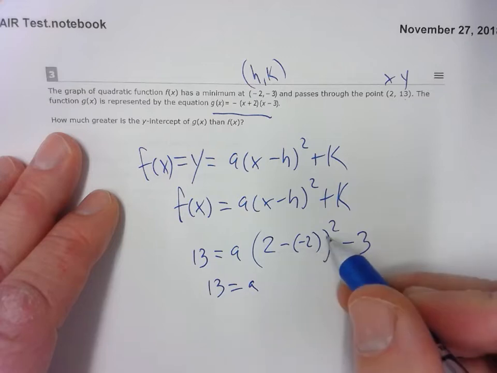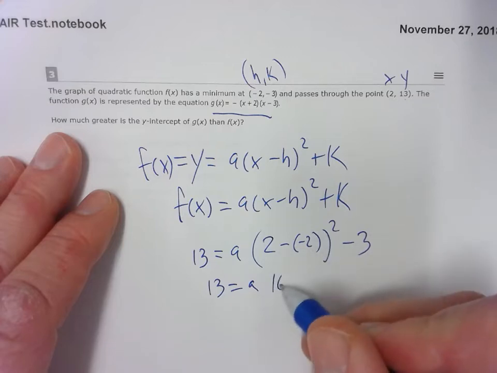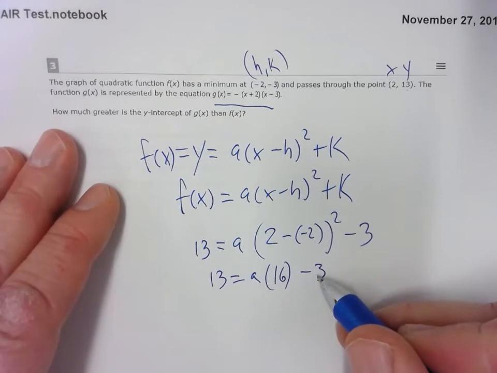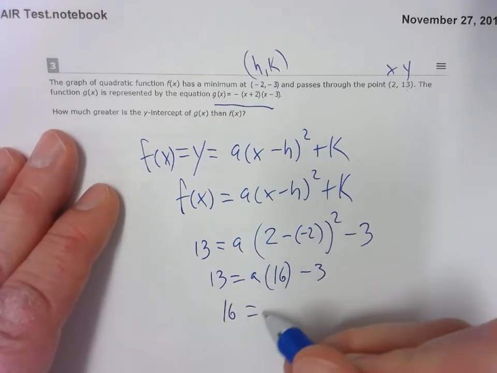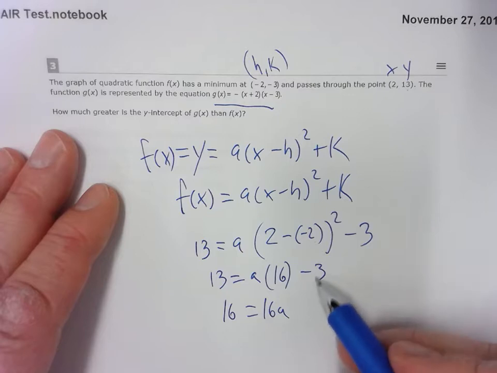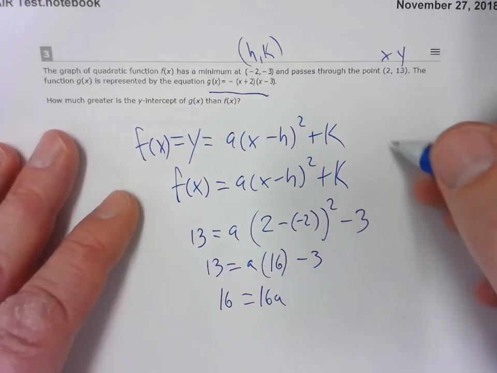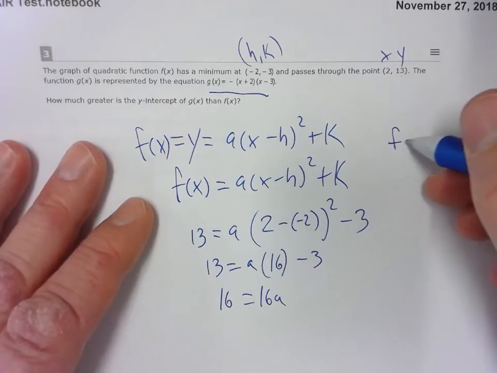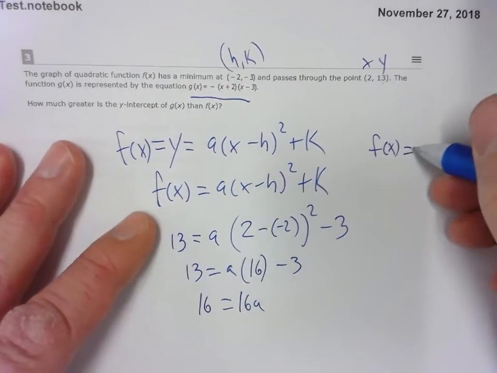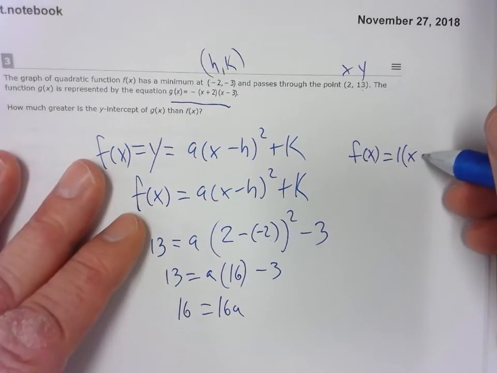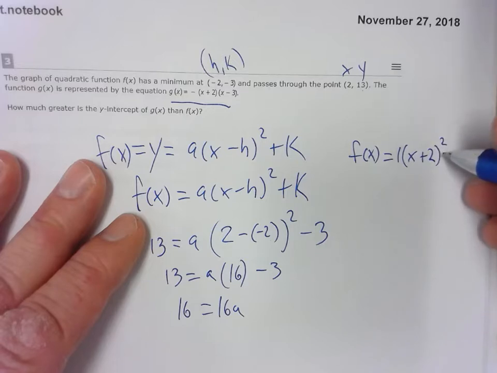And that would be 4 squared is 16. So it's 16 times a. So we're going to add over the 3. So 16 is equal to 16a. So we added the 3 over, and then we have a is 1. So now we know that the equation for f is equal to 1, and then it's x minus h, so it's going to be plus 2 squared, and then minus 3.